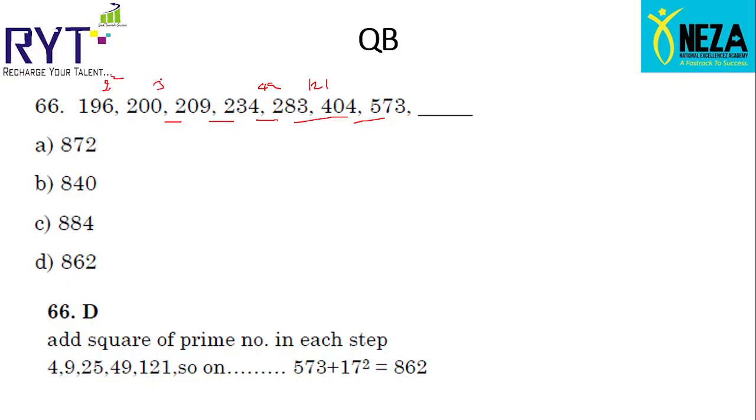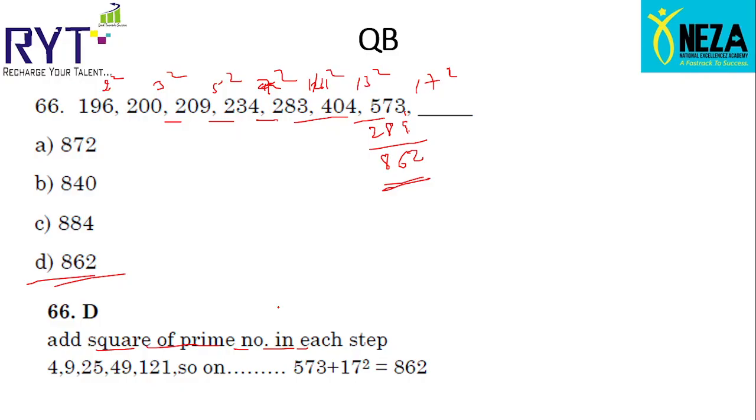2 square is added, 5 square is added, 7 square is added, 11 square is added. So 9 square is not added here. 11 square, then 13 square is added. Finally, 17 square. Observe here carefully. Option D is the correct answer. Here it is square of prime number. That you need. Square of prime number.